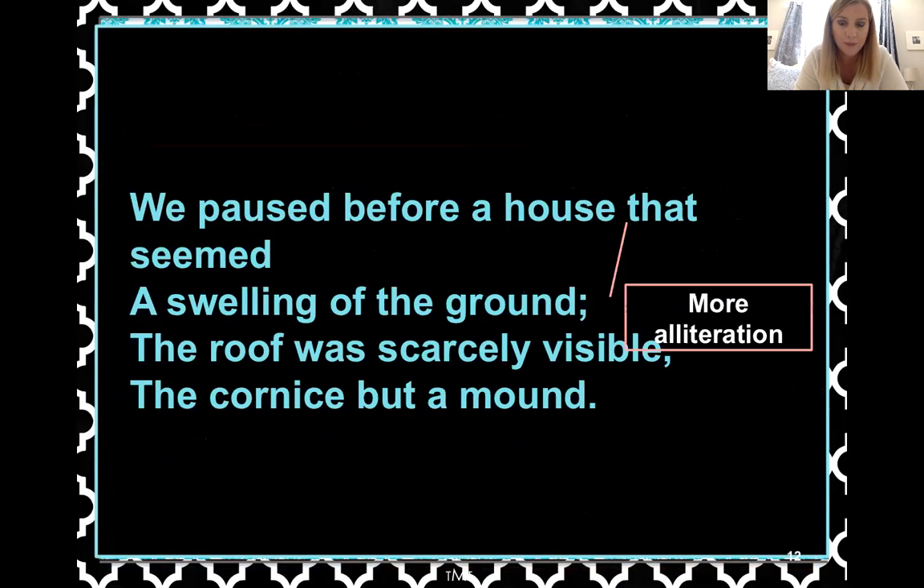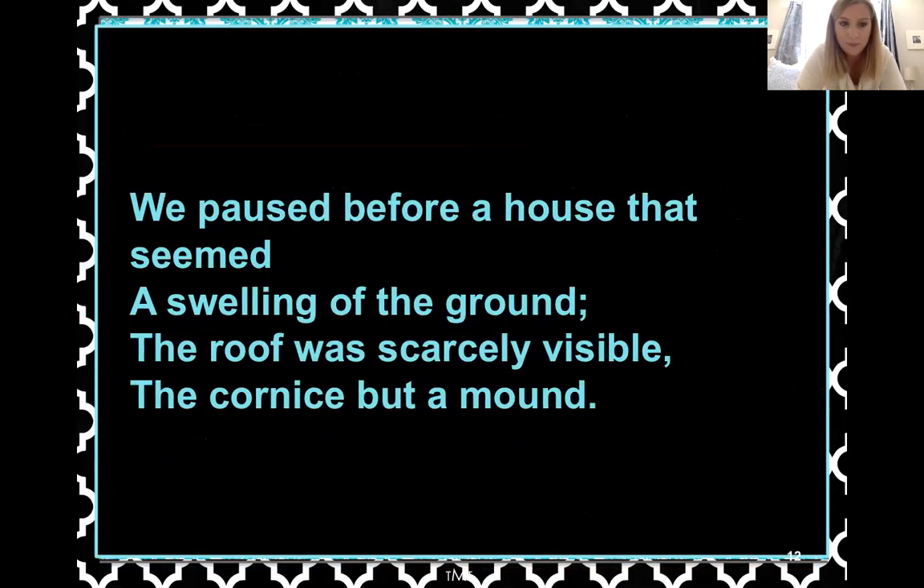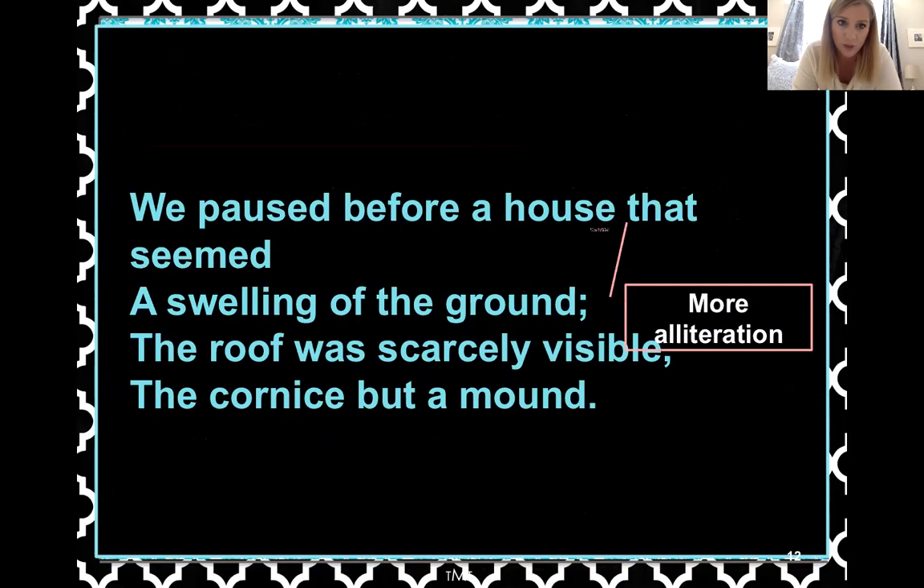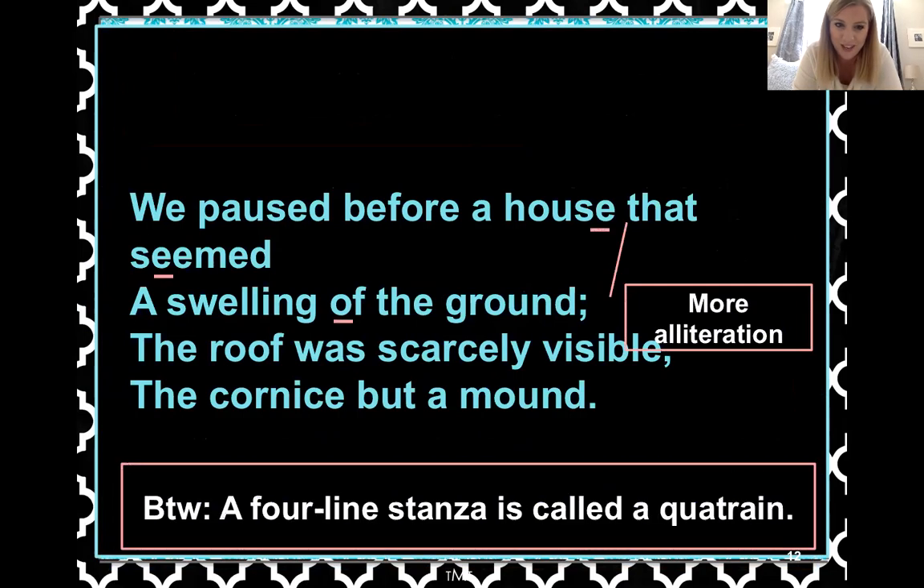Okay, this is where it gets a little bit more creepy. "We paused before a house that seemed a swelling of the ground. The roof was scarcely visible, the cornice but a mound." There's more alliteration. Oh, by the way, a 4-line stanza is called a quatrain, right?